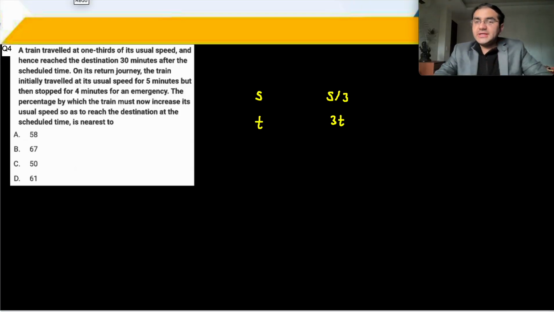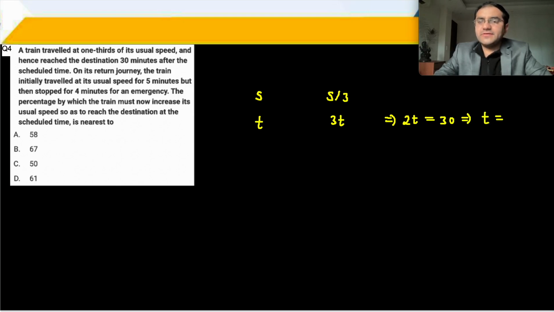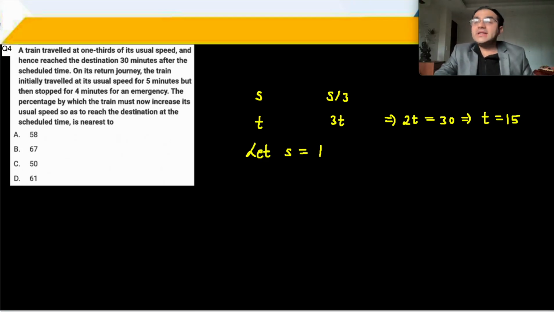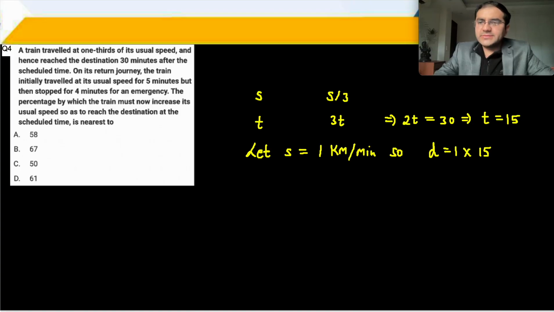So initially time taken was T and later on it was 3T. So the difference is 2T. That difference is 2T, and the difference in time is 30 minutes because the person was 30 minutes late. That means that T is equal to 15 minutes. The travel time is 15 minutes. So let me assume a speed, because distance is not mentioned, speed is not mentioned. And we are dealing in minutes, so let speed be 1 kilometer per minute. Time taken is 15 minutes, so distance becomes 15 kilometers.